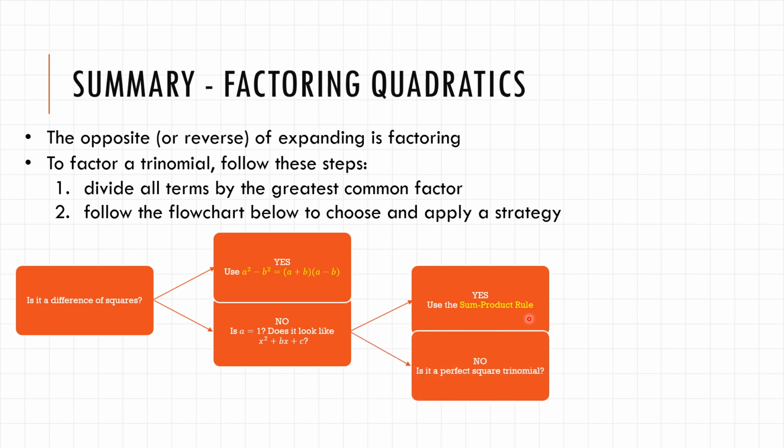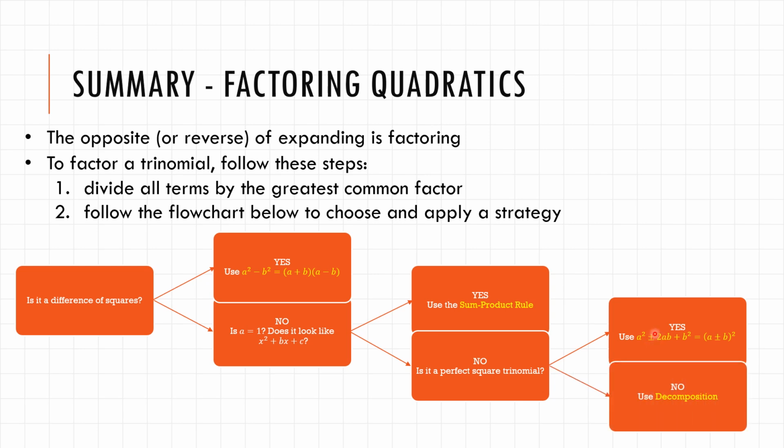If it's not true, you can check if it's a perfect square trinomial, although that involves a little bit of work. And if it is, you can just use your perfect square trinomial factoring, remembering that the sign in the middle is always the same as the sign over here. And finally, if that doesn't work, you can use decomposition to factor a factorable quadratic.